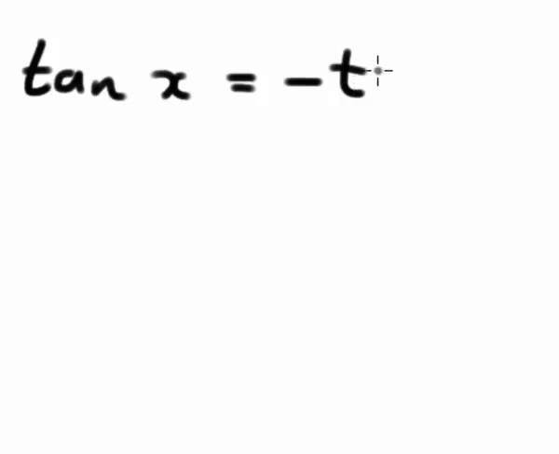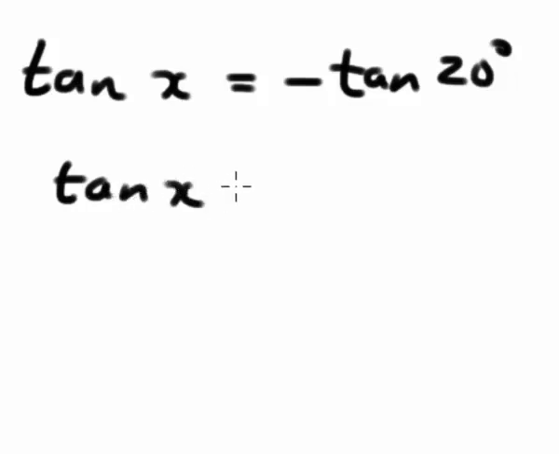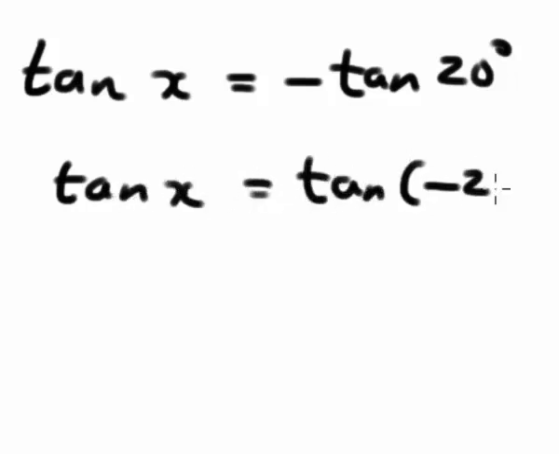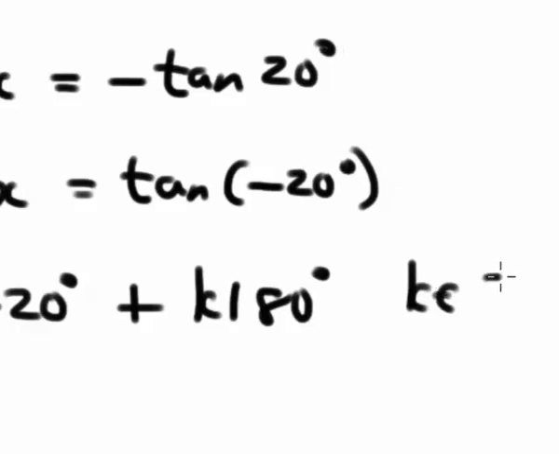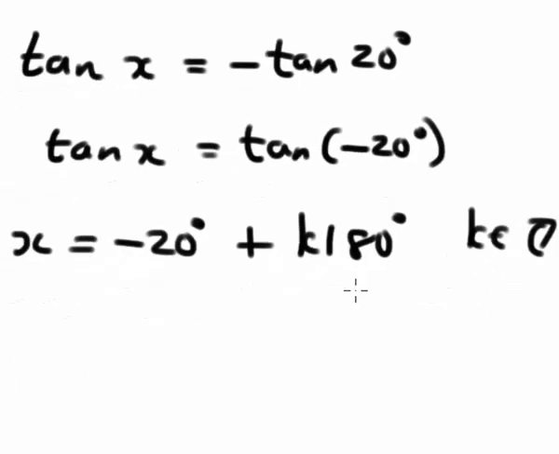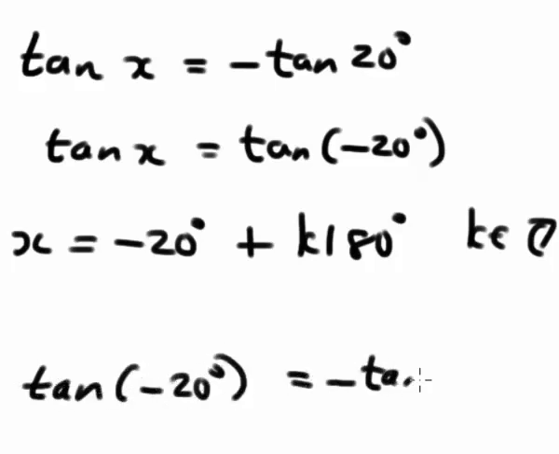Okay, and another one, if you have a look at this, say for example, we have tan x equals negative tan 20 degrees. Well, what you could do is go tan x is equal to the tan of negative 20 degrees. You see, because the tan of negative is that, and then you can simply say x is equal to negative 20 plus k 180, where k is an element of z, and there you've got it. And it works, because if k is naught, the tan of negative 20 actually is negative tan 20. So in fact it works.